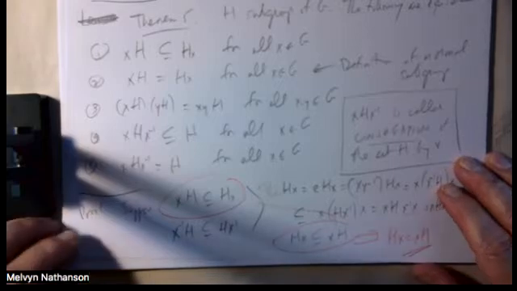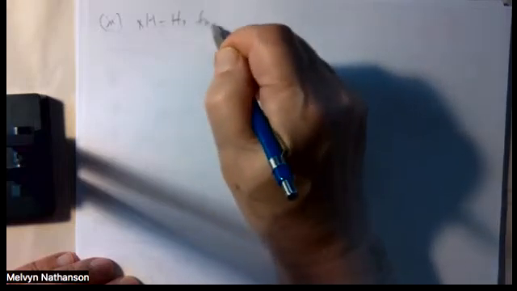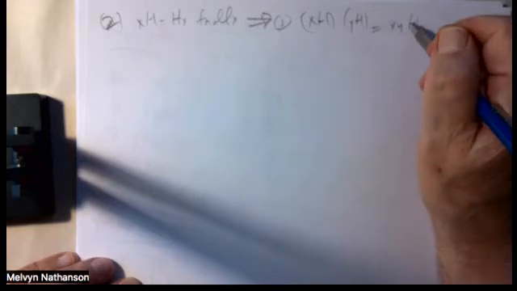Any questions about this? This is the kind of reasoning that you have to master in algebra. Okay, so let's prove that 2, which is the statement xH equals Hx for all x, implies what I wrote down as 3, which is that if I take the left coset xH and the left coset yH and take the product of these two sets, I get the left coset xy times H.